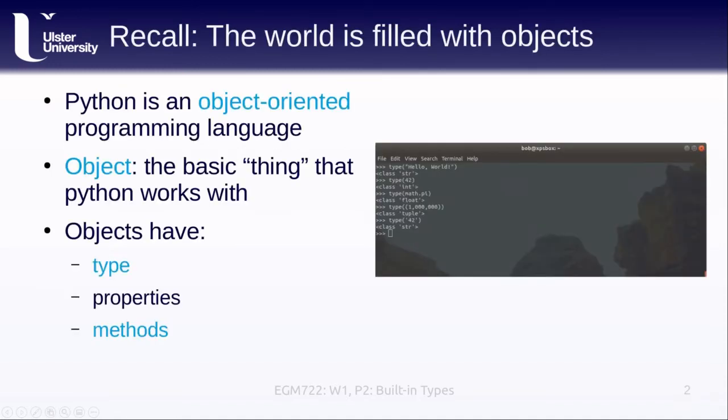So in the previous lesson, we learned that Python is an object-oriented programming language, that an object is the basic thing or building block that Python is working with, and that objects have something called a type. They also have different properties that determine the characteristics of the object, as well as different methods, which we'll talk more about in the lessons to come.